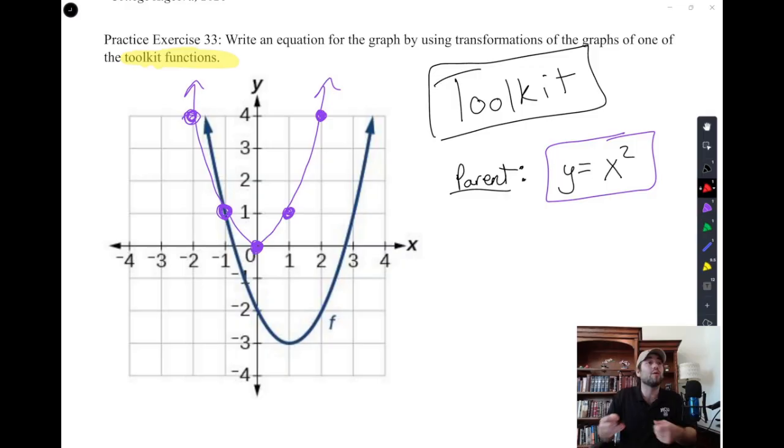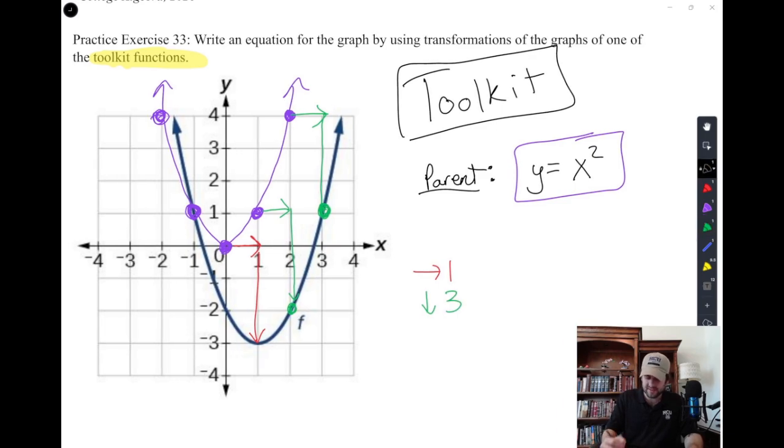And so now we're just asking, well, what have they done to this function? It looks like they've shifted it to the right by 1 and down by 3. But let's check all the points to be safe. To the right by 1, down by 3. That looks good. To the right by 1, down by 3. That looks good. I do think they shifted it to the right by 1 and down by 3.